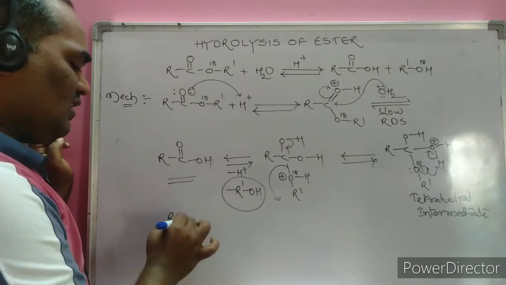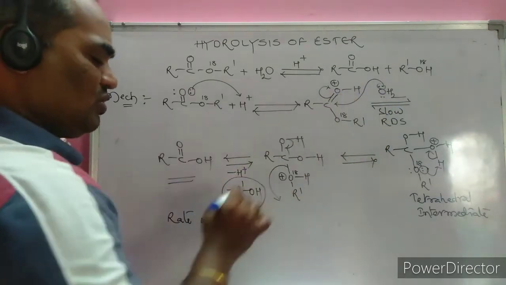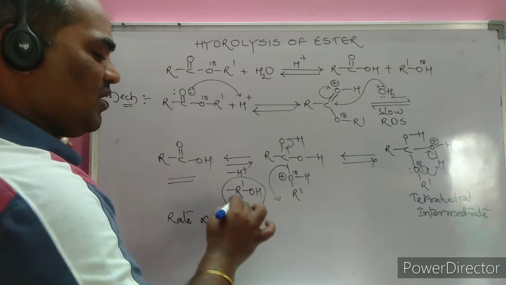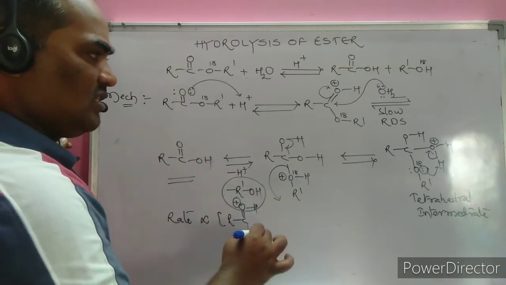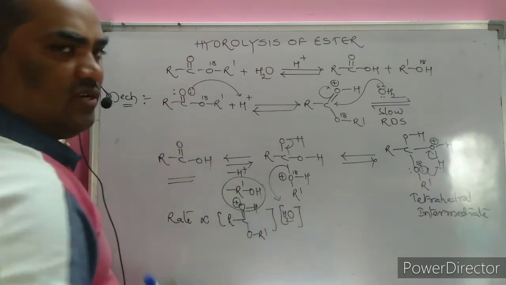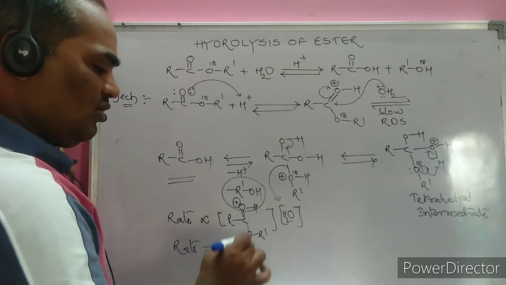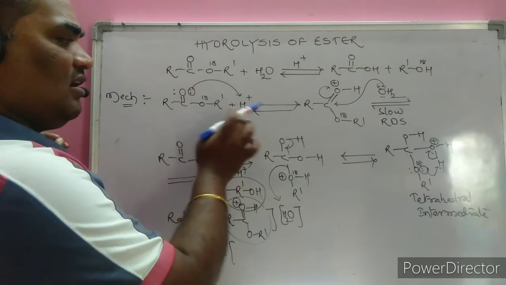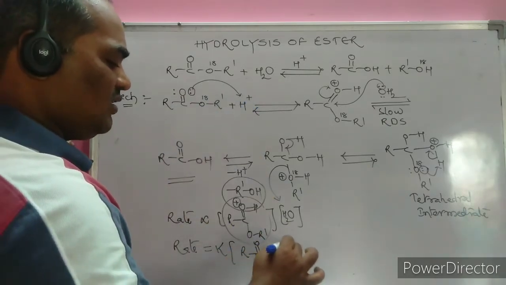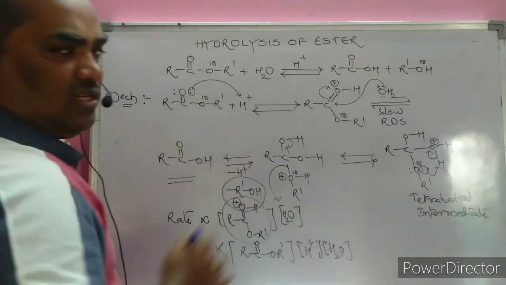Now if you want to study the kinetics of the reaction, the rate is directly proportional to the slow step, RC double bond OR dash, H plus, on this side the OR dash concentration as well as the H2O concentration. Now by removing the proportionality, rate is equal to K into the concentrations of RC double bond OR dash, H plus ion, and H2O.